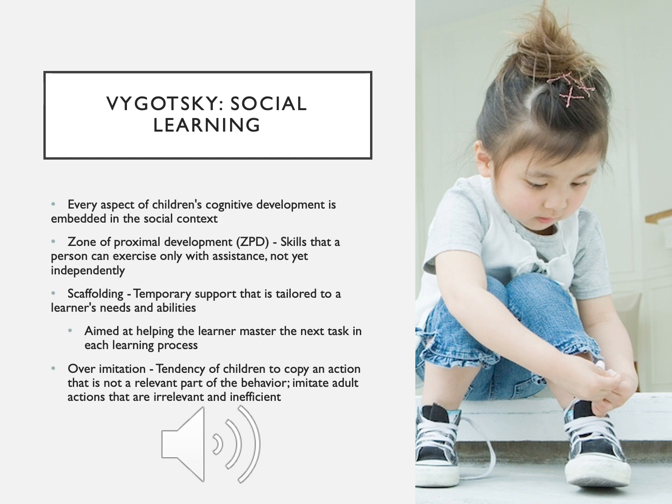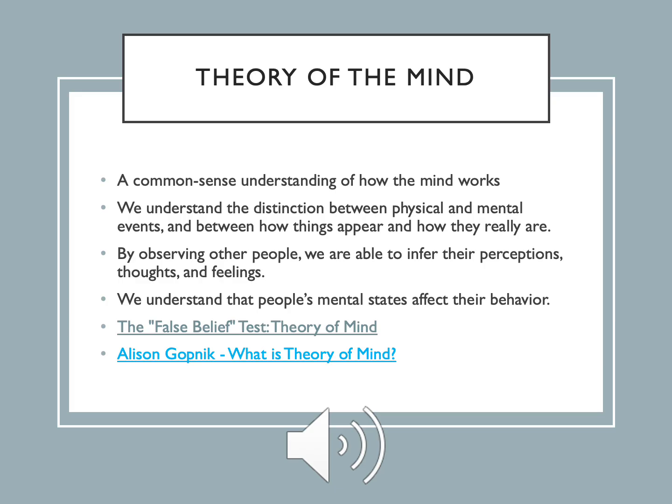Theory of the mind is the last thing that we're going to focus on today. This is coming into our ability to recognize and understand how our mind works. We're able to make different distinctions between the physical world and mental events and think about how things appear and what they really are in different perceptions. We're able to observe as well as infer others' perceptions and their thoughts and feelings. And we're able to grasp understanding that people's mental states do affect their behavior.